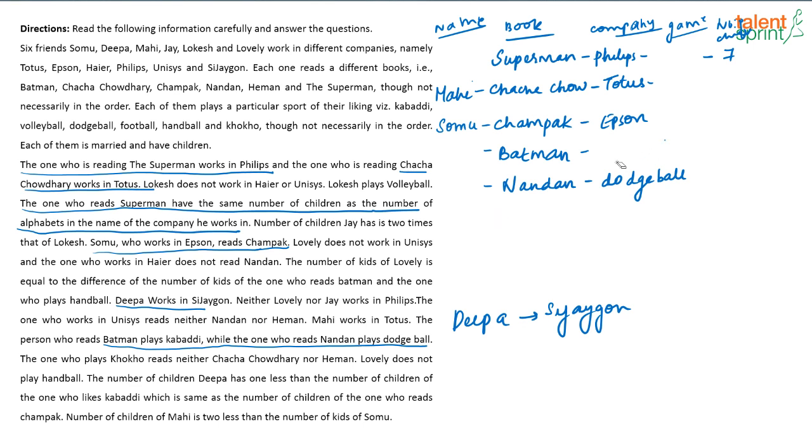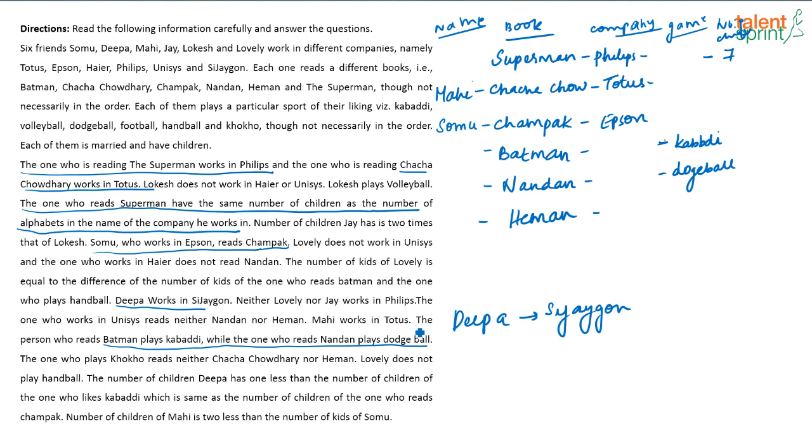Sorry, kabaddi and dodgeball should come here. No, it's game. So kabaddi will come here, and this will be dodgeball. Now which is the last book we are left with? We've already fixed 5 books, 1, 2, 3, 4, 5. Which is the last book that we are left with? We are left with He-Man. So this also you can fix now.